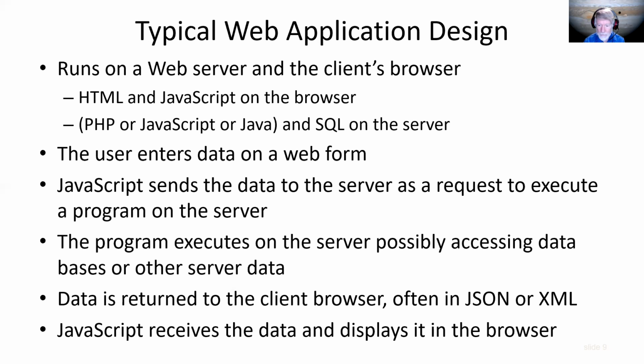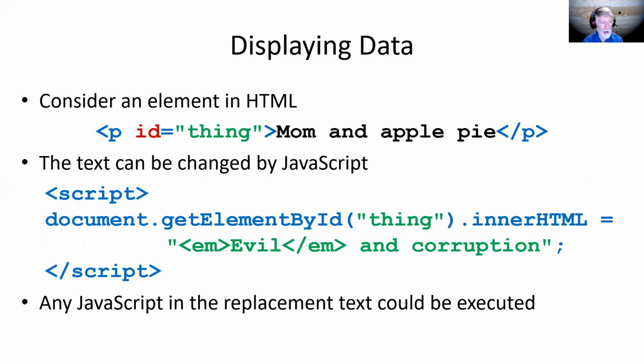Okay, so here's an example. We have a paragraph. The paragraph has an ID called thing. Thing is just a name. You can give it whatever you want to. And the text of the paragraph is mom and apple pie. And then later in some script that might be executed at some time, we go out and we get the paragraph. We search for it based on the document object. The document, of course, is the root of the DOM tree. It is an object that represents the entire document. And we call the getElementById method on it, searching for something that has the ID thing. And of course, that paragraph that says mom and apple pie is the one, and it returns that object.